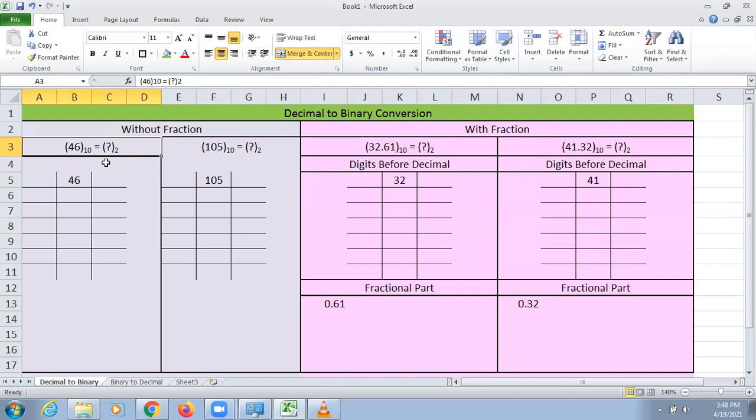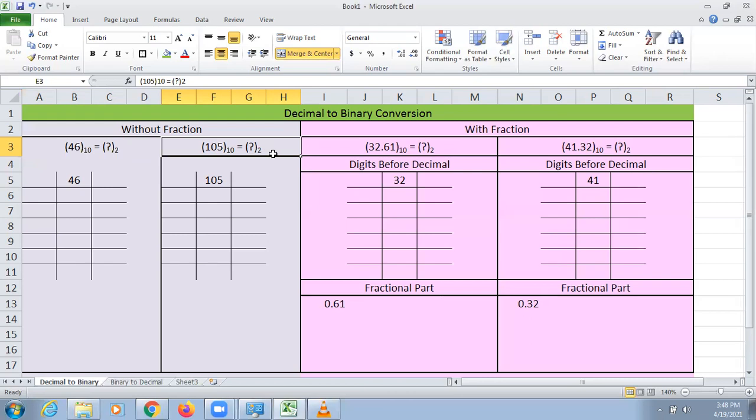So here we have to find out what will be the answer of the number having base 2. Similarly, 105 has base 10 because it's a decimal number, and we have to find the answer with base 2. We have to convert it into a binary number.